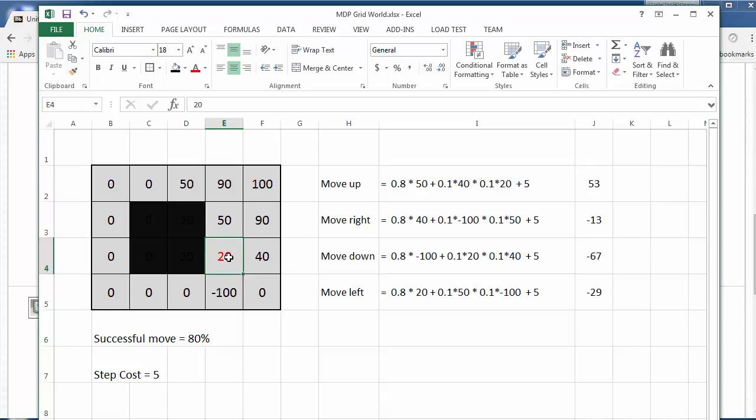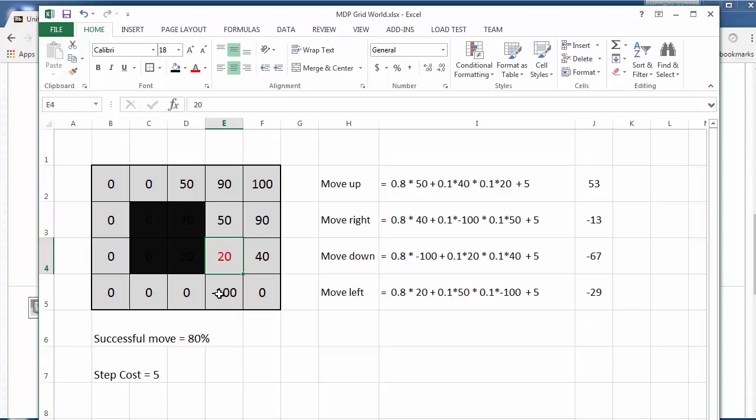But we don't know if that's the best move. What if we go right? So if we go right, let's look at that. 80% chance we'll end up with a 40 cell. 10% of the chance we'll end up down here at -1. And 10% of the time we'll end up at 50. So we take that, and then again, we always have the step cost if it's non-zero. And so we can calculate that. Now that ends up with a -13. So going this way is not very good, because even though we're going this way, there is a slight chance we'll end up back at this very bad cell down here.